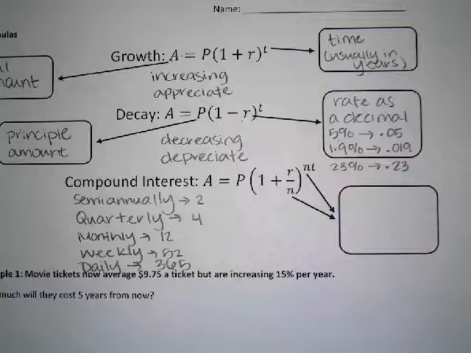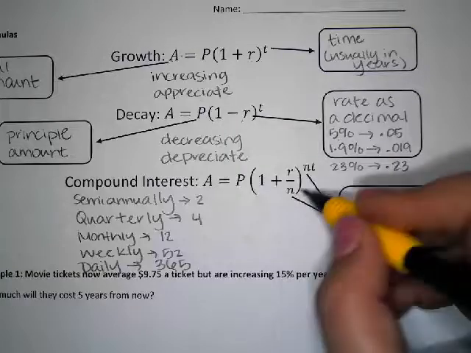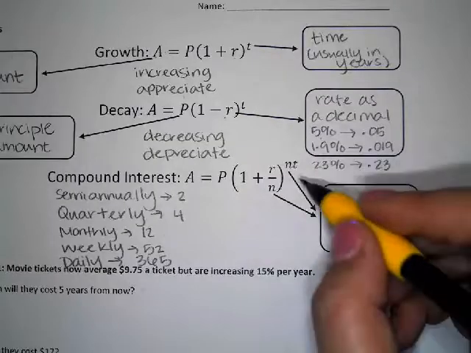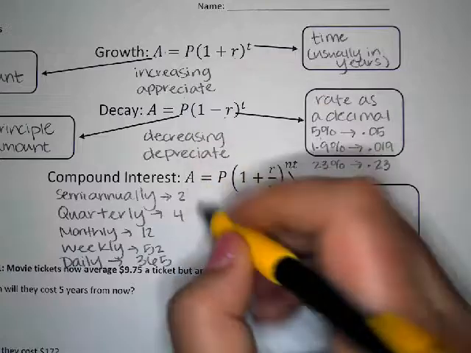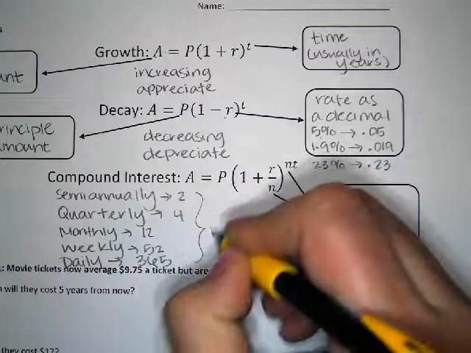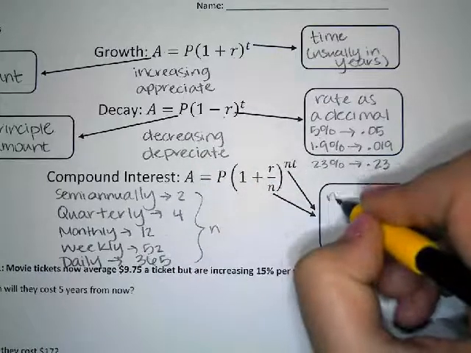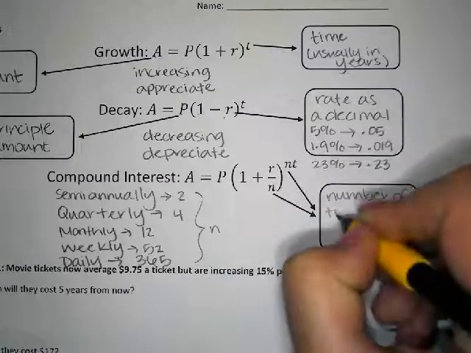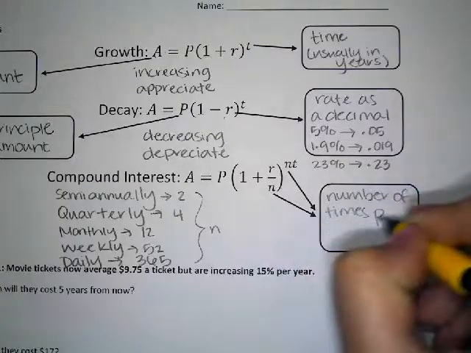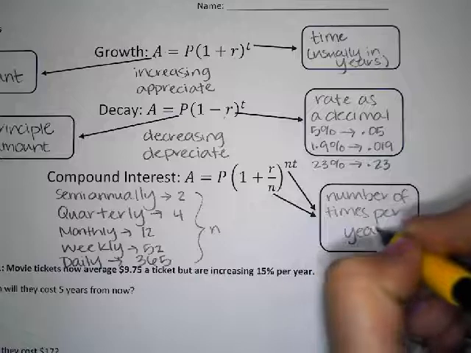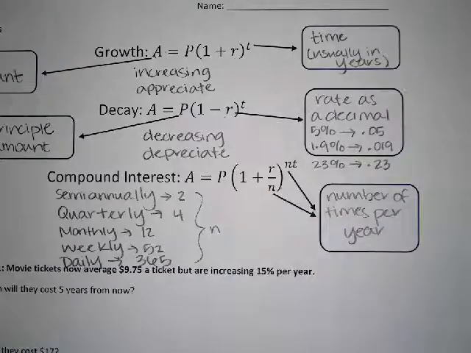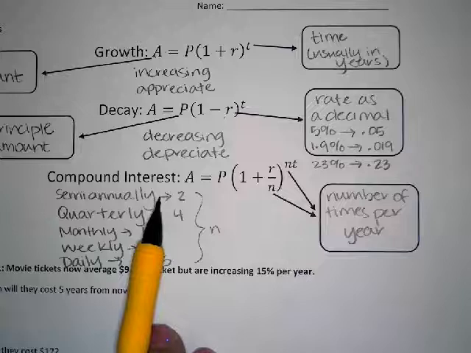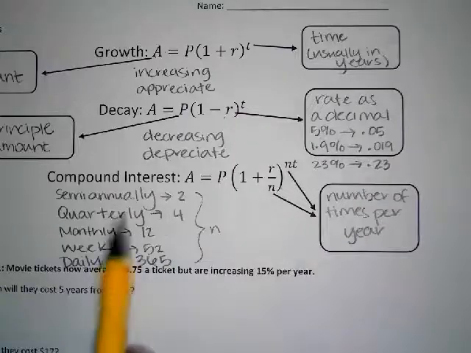So, and then the N over here is what these are. These are the N values. And N is the number of times per year. So it's the number of times the interest is compounded per year. And so the way that you're going to know that you're using this formula is it's going to have one of these words in it, and it usually has the word compound in it. Okay?